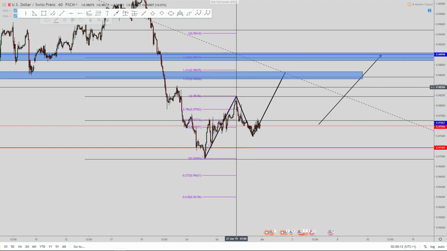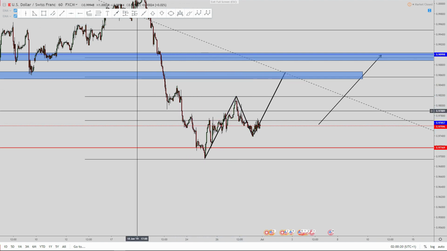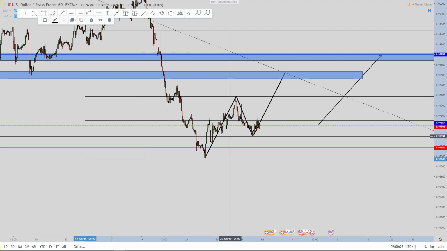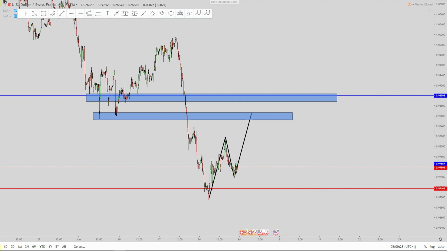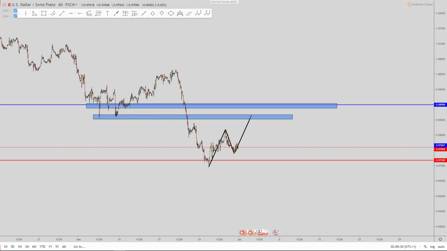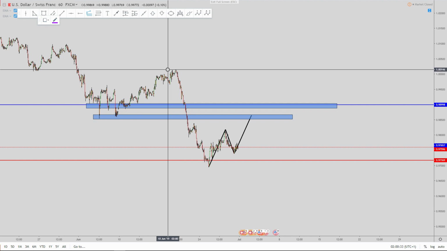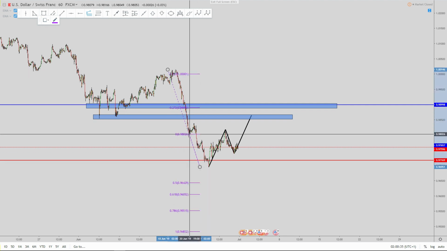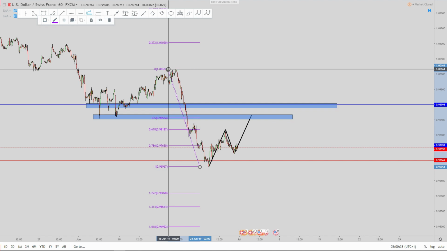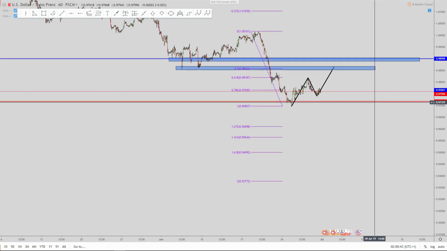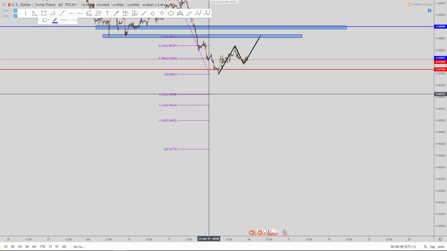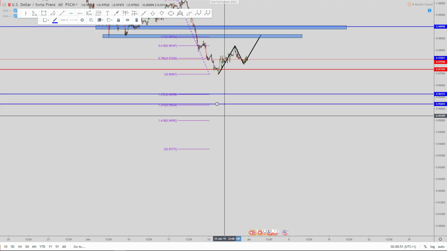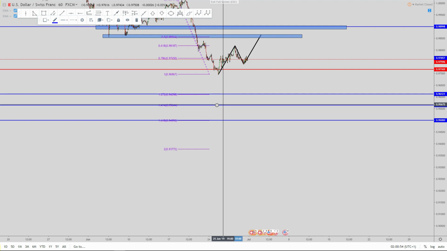Let's scratch these fibs for the moment, and if we do get this pullback, what am I looking for as targets? Well, that's pretty simple. We grab a fib from the top to the bottom and back up again. So this is the extension, and we can look down here at some of these key ratios: 127, 1414 and the 1618.